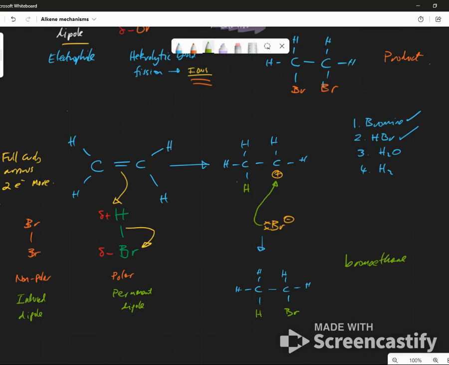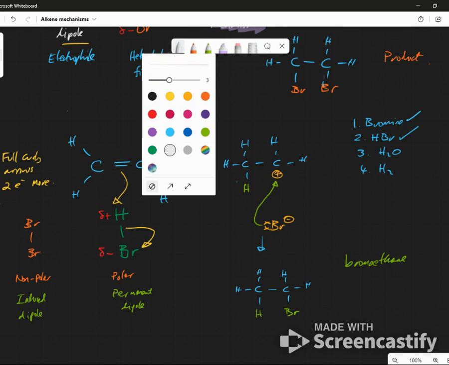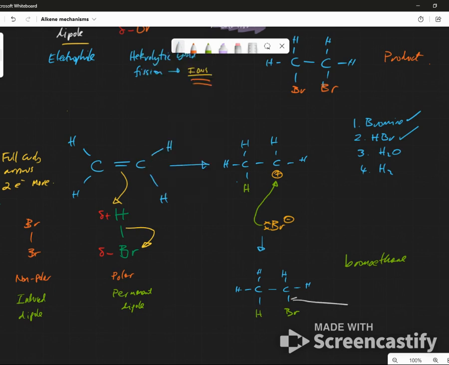All right, can someone tell me something interesting about this bond? What's interesting about that bond? It's kind of interesting anyway. What's interesting about it?